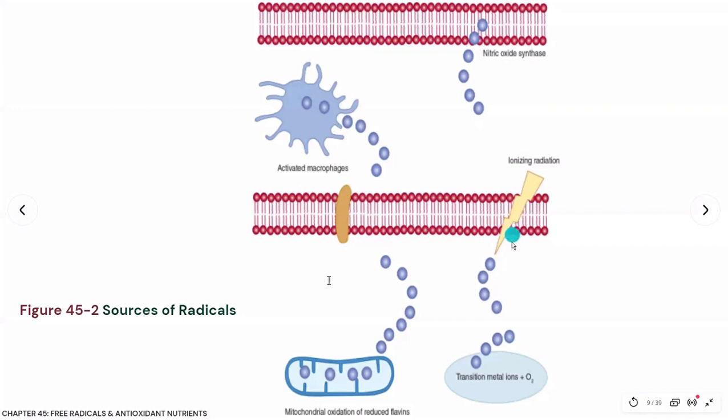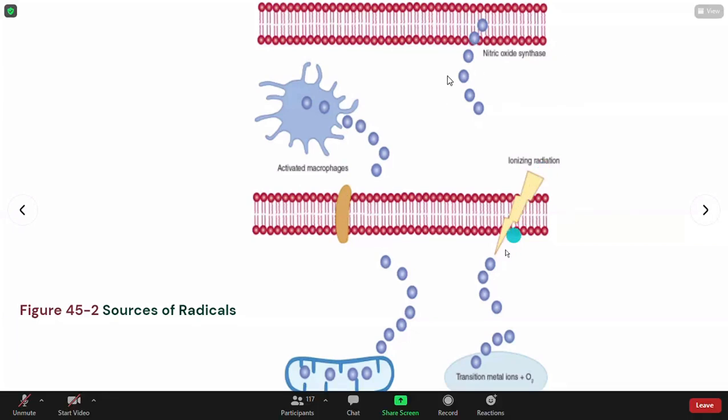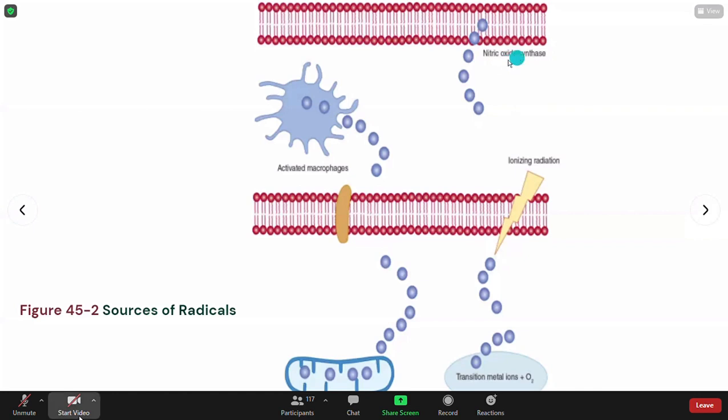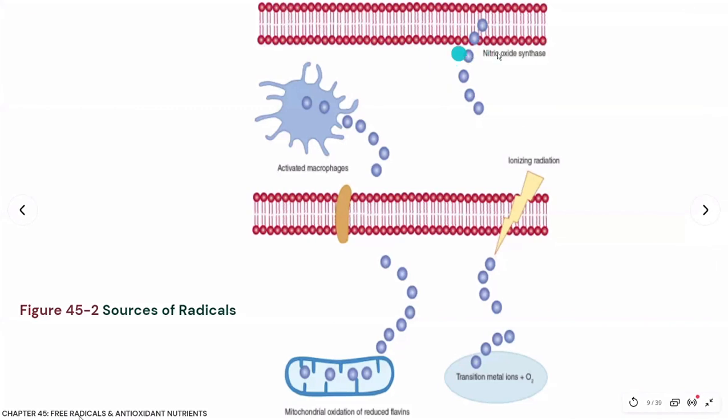It is depicted as a lightning, ionizing radiation. It affects your lipid bilayer. Okay. All right. There you are. Nitric oxide synthase, from integral proteins of your bilayer. You have arginine and can release nitric oxide.